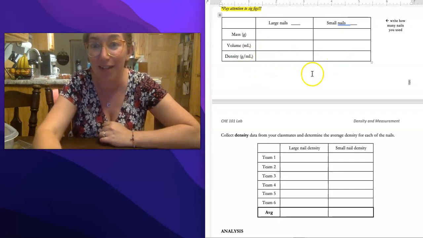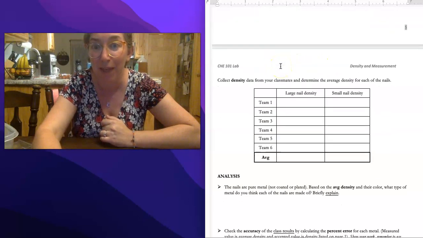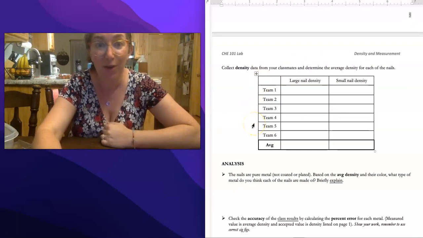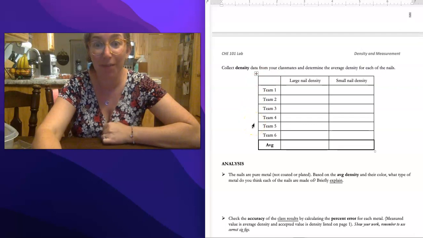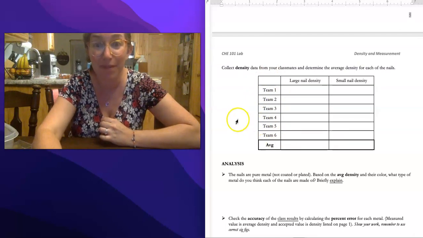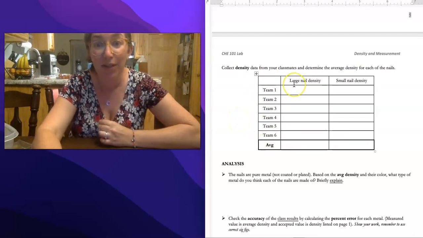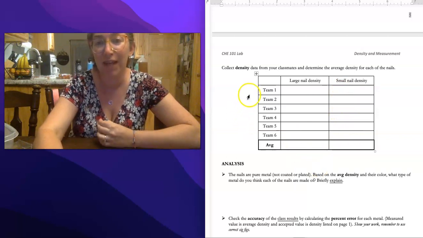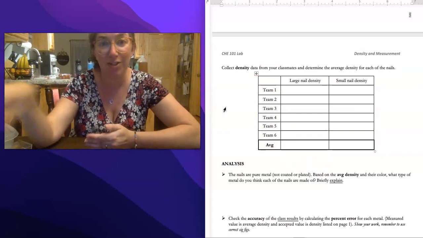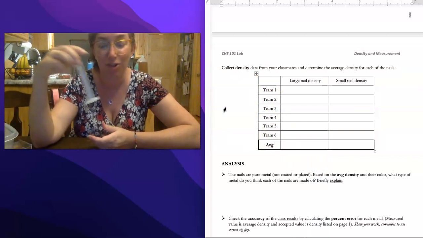So you'll calculate your density from your mass and volume, and then you're going to go around the class. Since I have you working in pairs, I just called you all teams, and you will record the density of all the other teams, including your own team, for each of the nails, and then you'll calculate an average. So essentially, you can think of it as each of these teams is responsible for doing a separate trial. You're each doing one trial for a total of 6 trials.